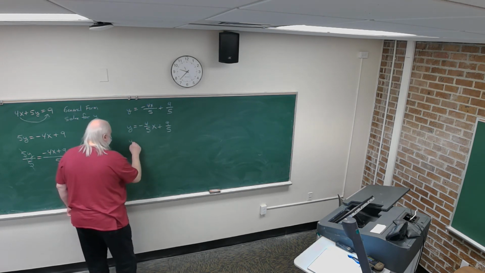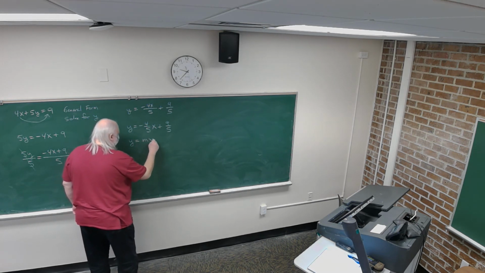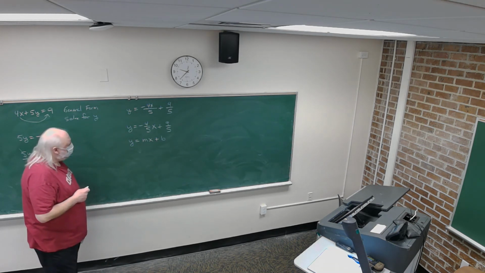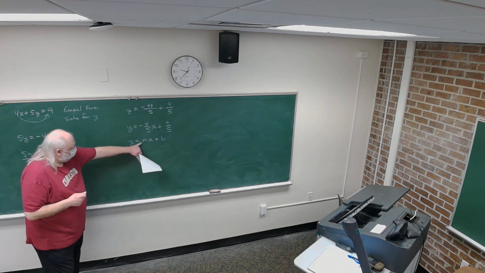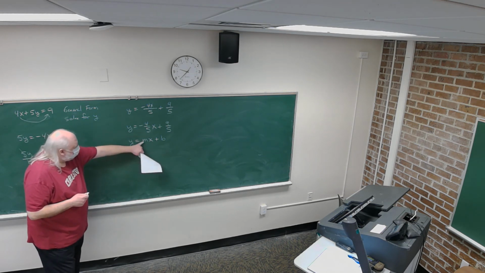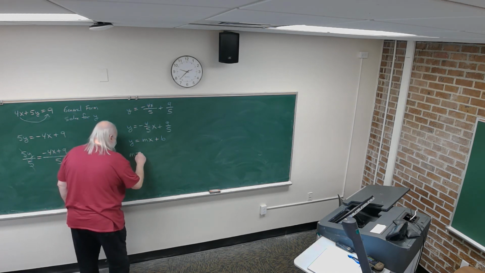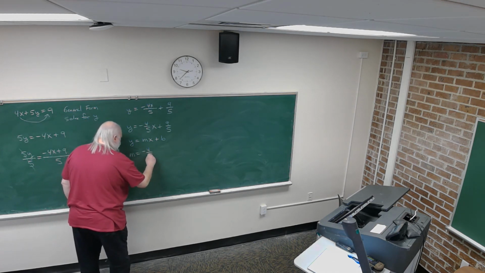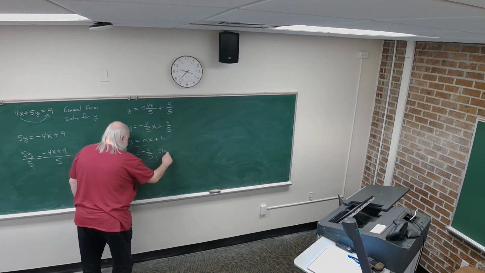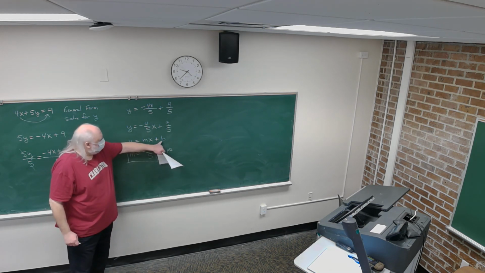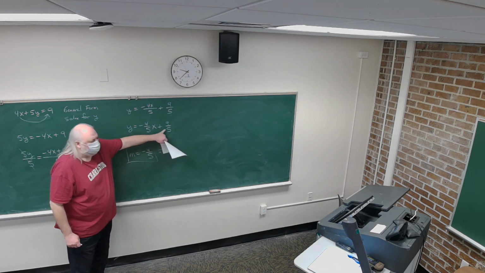So our line is now written in slope-intercept form, right? y equals mx plus b. So lining up the right-hand side here with the right-hand side here, you can see the slope m is equal to minus 4/5. And b is the y-intercept. Where the graph crosses the y-axis is at y equals 9/5.